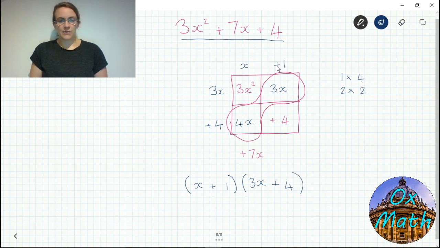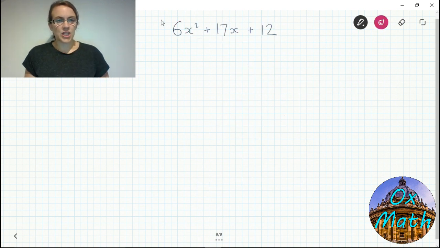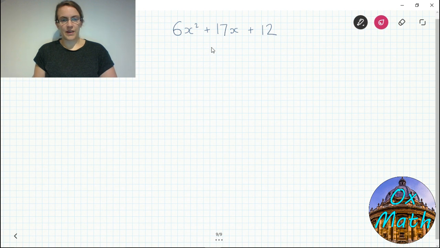Now this again was a relatively simple example because there was only one way to get the 3x squared and only a couple of ways to get the 4. If you have higher numbers with more factor pairs, it can become a lot more tricky to find the right pairs of values that work, and it can be a lot more trial and error. There is actually another way you can do it as well. So if you don't like the grid method, I can give you another method. Some people prefer one way, some people prefer the other.